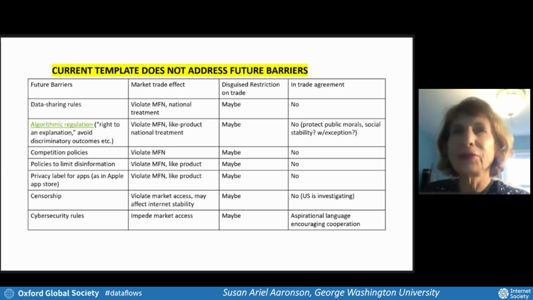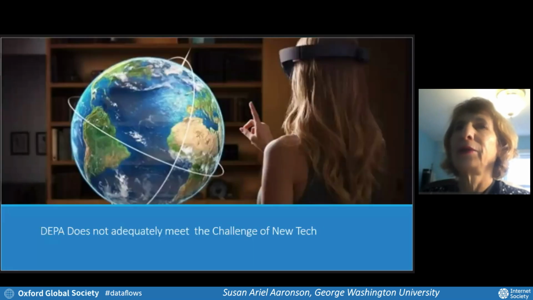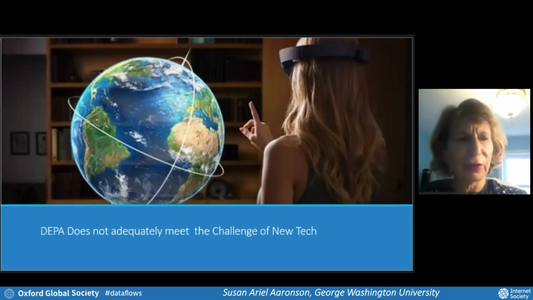Another one, censorship, right? When you turn off the internet or when you censor a firm, you are violating market access. And in turn, it can affect internet stability. So that could be a future trade barrier. So I just wanted to give some examples to get you thinking. This table has some more, and I can share it again later. Okay, and then finally, it doesn't meet the challenges of new technologies.